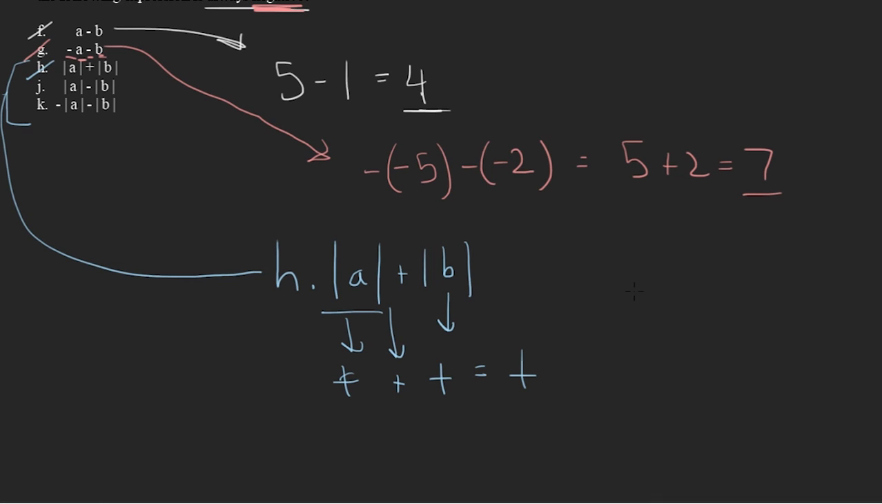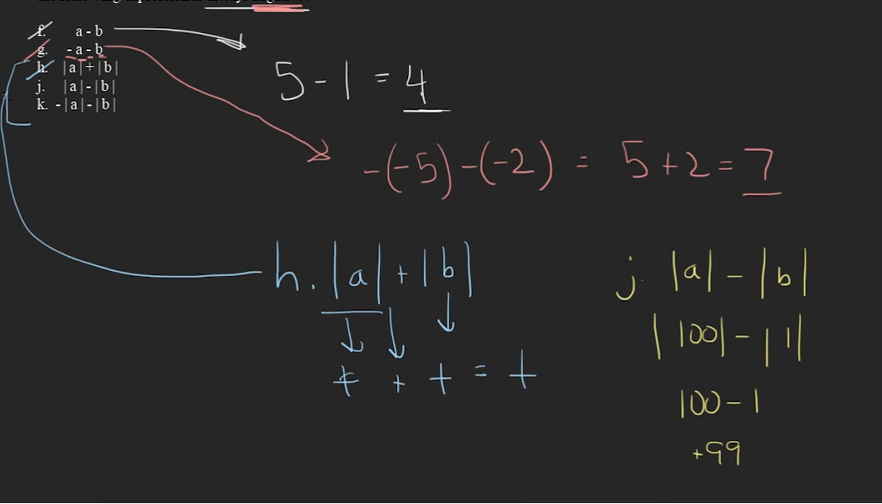J, let's do a different color. J says absolute value of A minus absolute value of B. Well, if I just choose a bigger number for A, if I say 100 minus the absolute value of 1, I'm going to get 100 minus 1, which is positive 99. So I can eliminate J. Process of elimination, the answer is K.